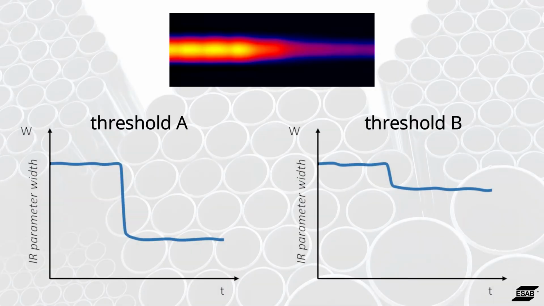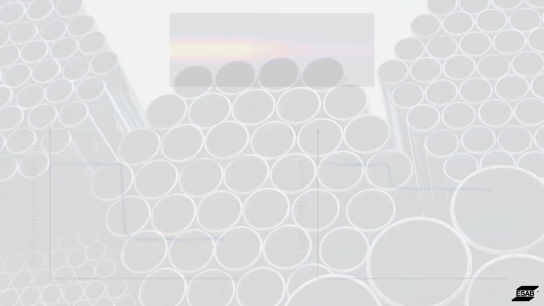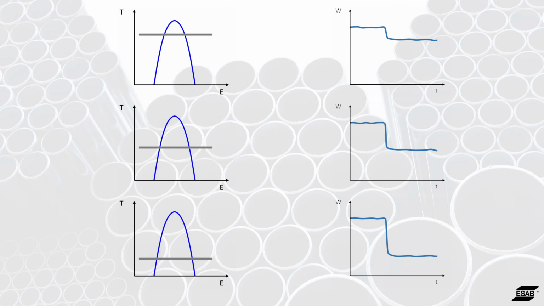The aim is to set a value which represents welding defects with a large deflection in the parameter curves. In this example, threshold A causes a larger deviation in the curve than threshold B does. However, it is not needed to find the perfect value. Moreover, it is important to identify if the threshold should be located further up, in the middle, or further down in the profile for the given process and welding defects.